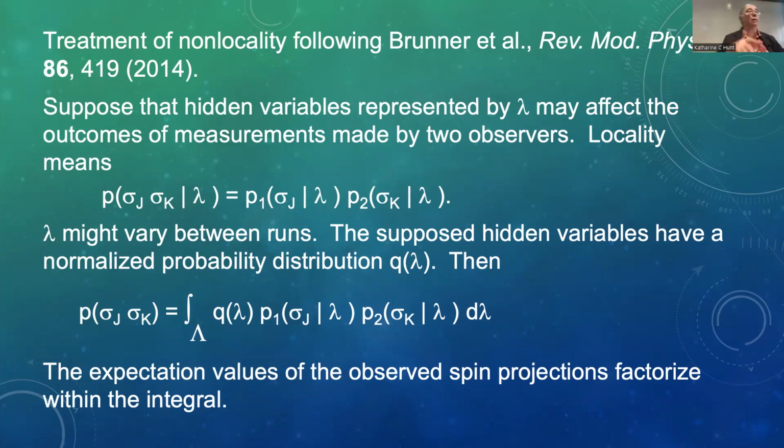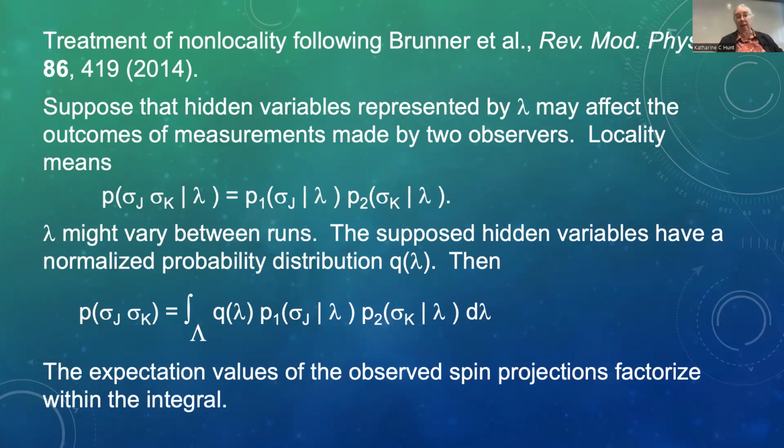And then they take into account the possibility that lambda itself might vary between the runs. The hidden variables have a normalized probability distribution. And so the probability for sigma j, sigma k can be written as an integral over the whole range of the unknown hidden variables. But the feature is that the probabilities within it factorize into probabilities for qubit 1 and qubit 2. And that's the essence of locality in this context.